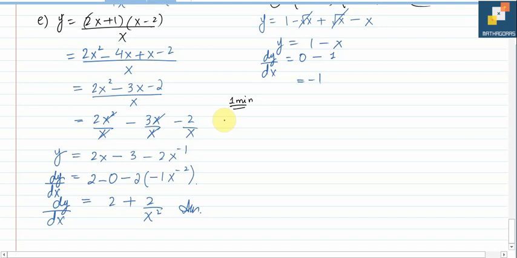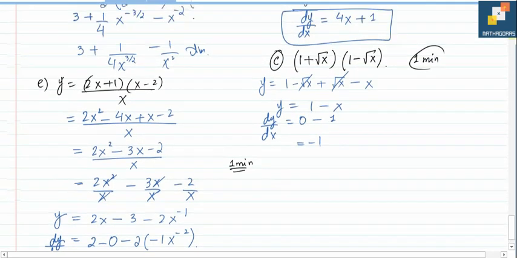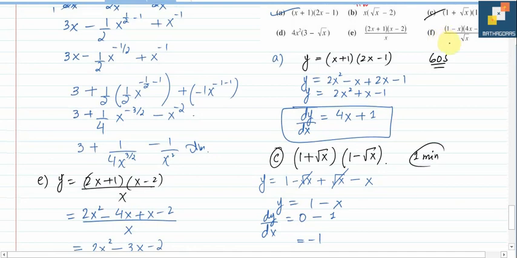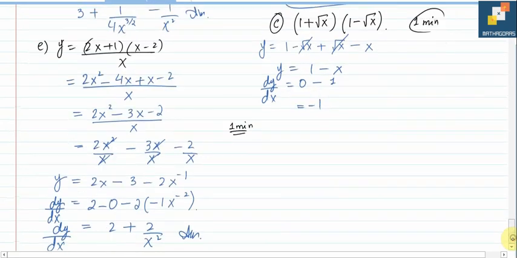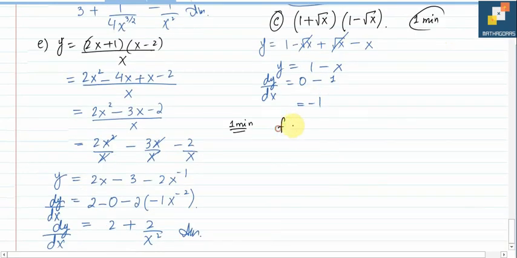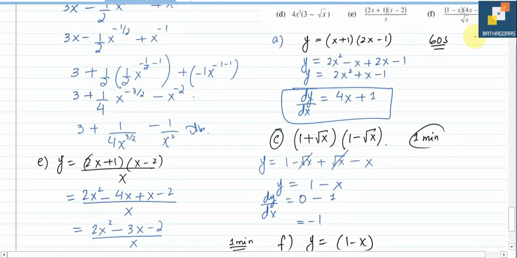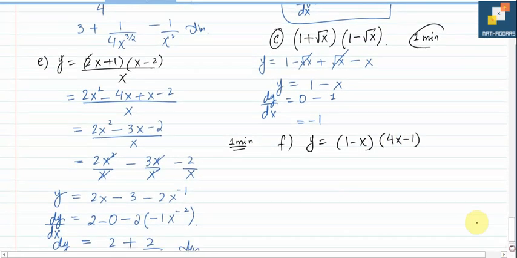Alright, after part E, we have part F here. It says y equals (1 − x)(4x − 1) divided by root x. So for part F, y is equal to (1 − x)(4x − 1) divided by root x.